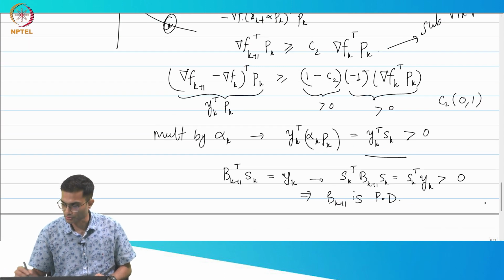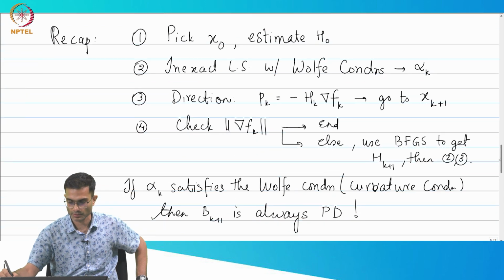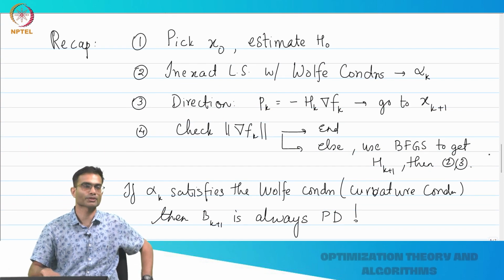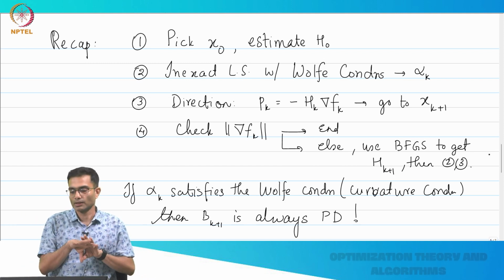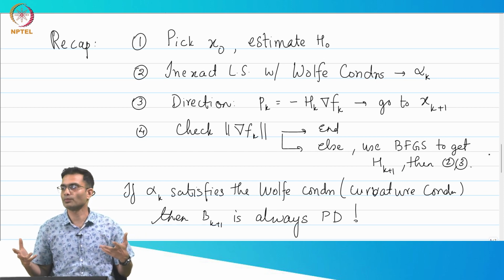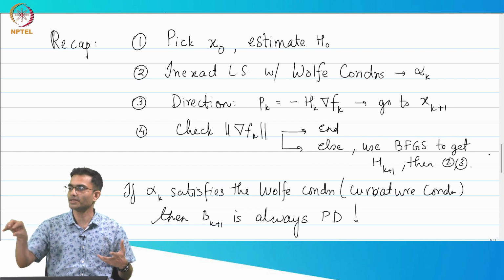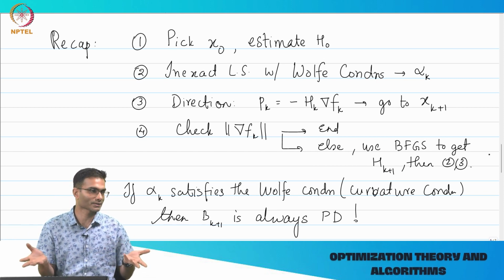Right. So this essentially completes whatever description we needed to learn about the Quasi-Newton method, right? The recap is over here. We have all the pieces in place. What is the design choice, or the place where you have room for innovation? You could replace BFGS by something else. The secant equation is going to be there, that doesn't change.